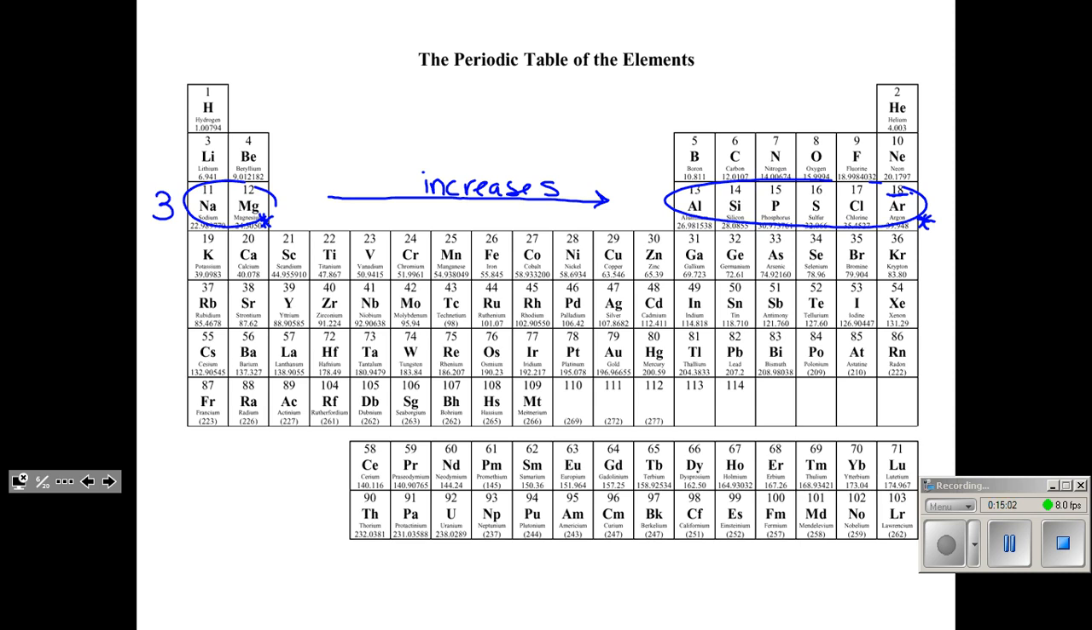Now let's consider that trend for the family. We'll stick with family 2A, going down.